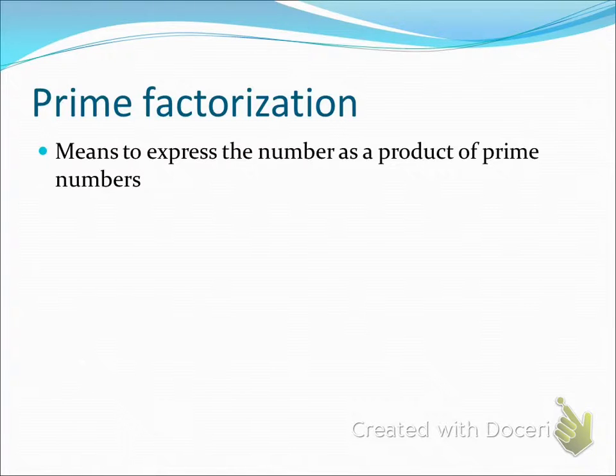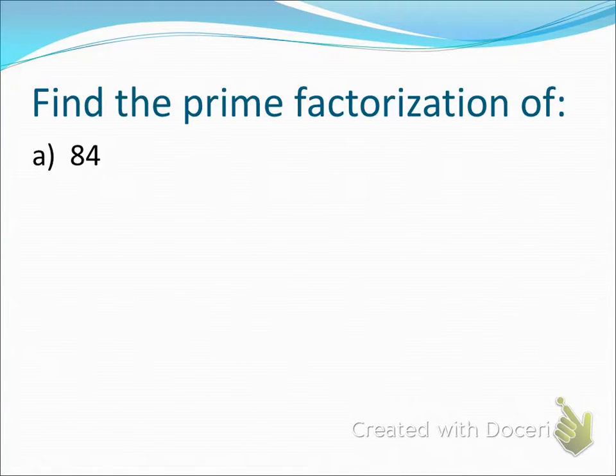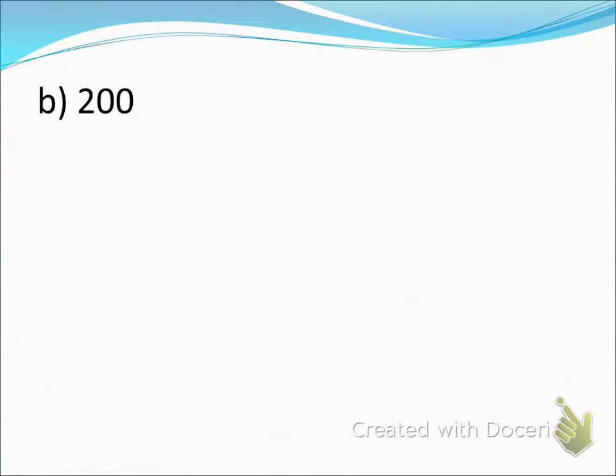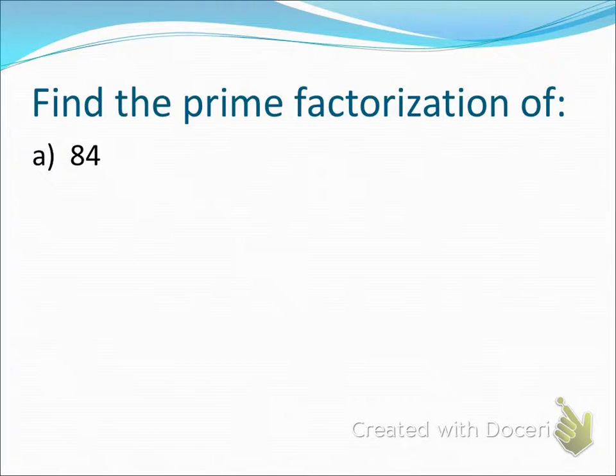So the prime factorization is a way to express the number as a product of only prime numbers. Okay, so you keep breaking the numbers down, breaking the numbers down, breaking the numbers down until you have only prime numbers. The way we do this is through a factor tree. Are you guys familiar with factor trees? All right, so the cool thing about a factor tree is that it doesn't really matter where you start. Just think of a number that goes into that number.